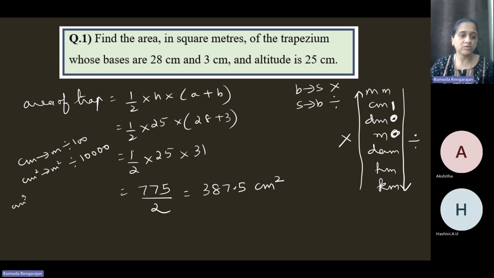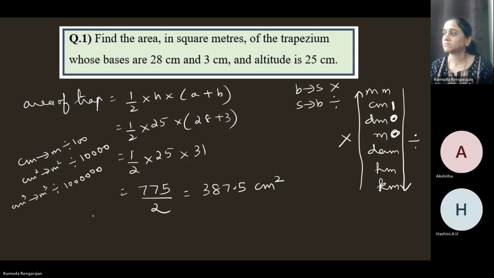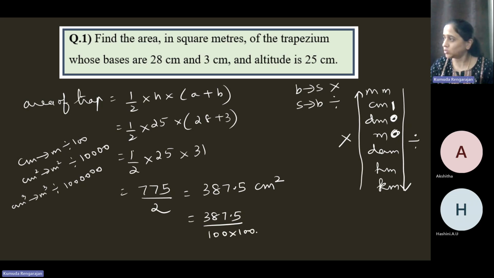If you have to convert centimeter cube to meter cube, you divide by a different number. This is for centimeter to meter, this is centimeter square to meter square, and this is centimeter cube to meter cube. So this is nothing but 387.5 divided by 100 into 100. You divide by 100 2 times, then it's converted to meter square. That is 0.03875 meter square.